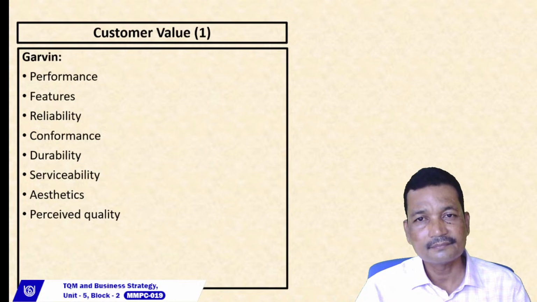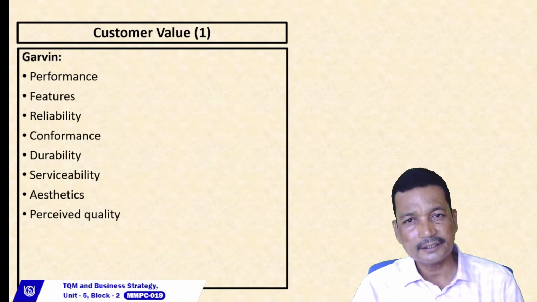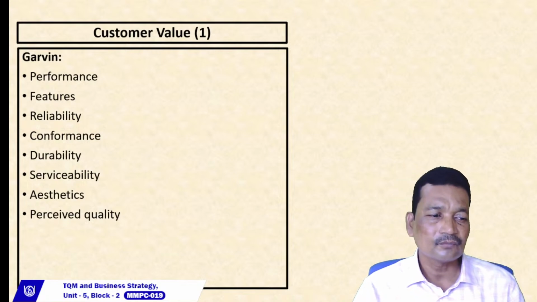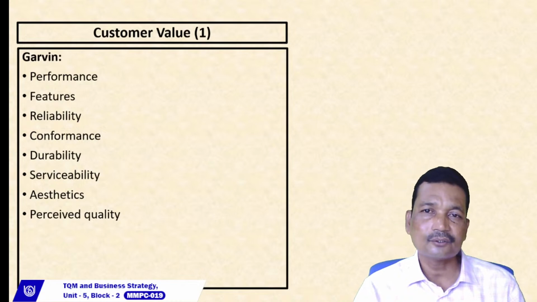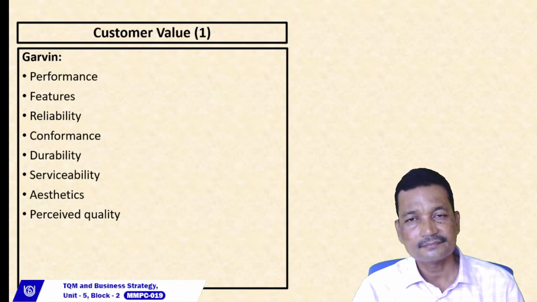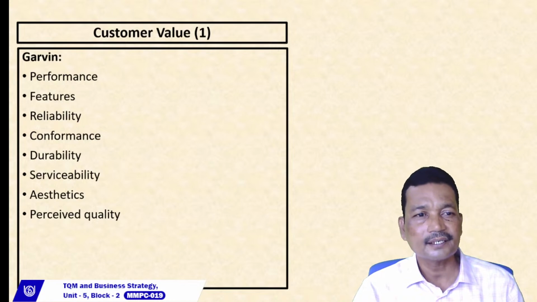Durability. We can say the particular product, the example we are discussing is mobile phone, should be durable enough. What do you mean by durability? It should work according to the set standards. It should not break down or it should not get damaged.